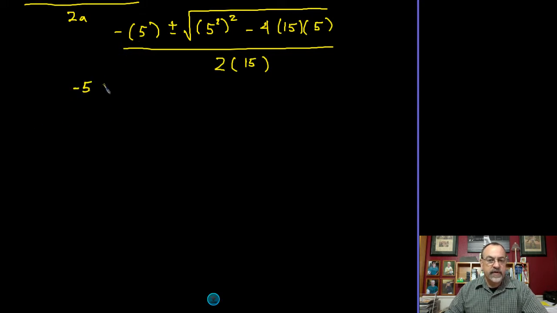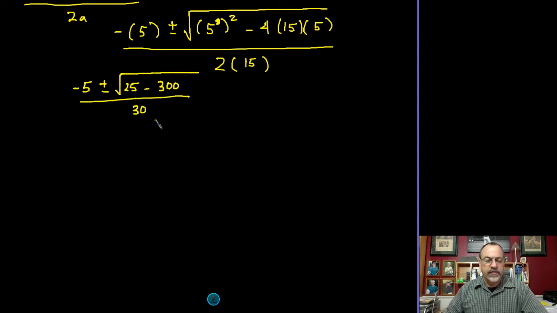So we have the opposite of 5 plus or minus 5 squared. I put 5 squared squared though. That shouldn't be there. Thanks for catching that. Minus 25, so I have 4 times 5 is 20, and 20 times 5 is negative 300, over 2 times 15, which is 30. Then I'm going to split this into its two fractions: negative 5 over 30, plus or minus the square root of negative 275 over 30.